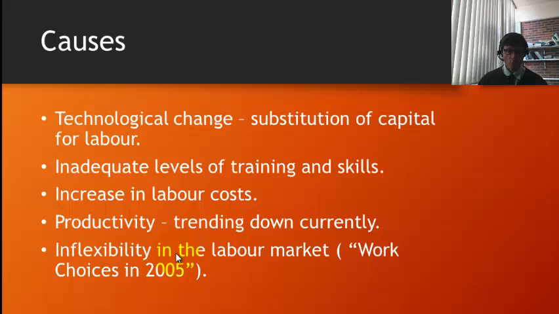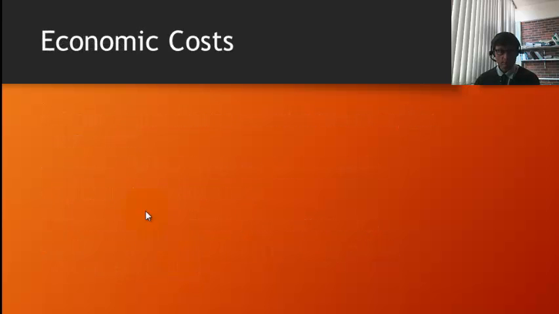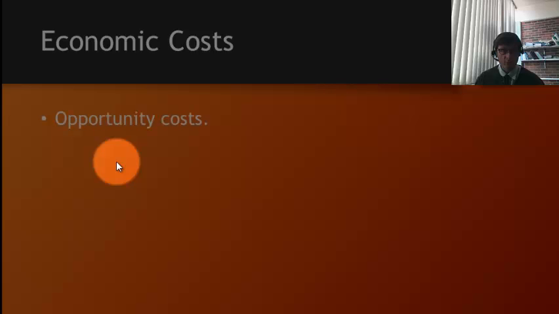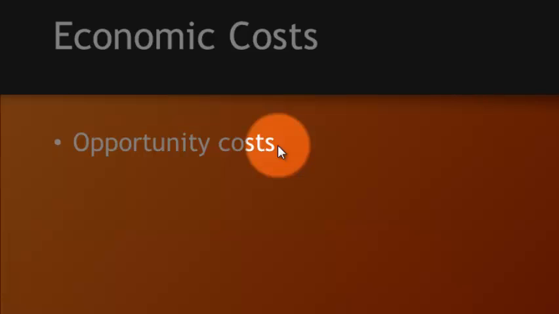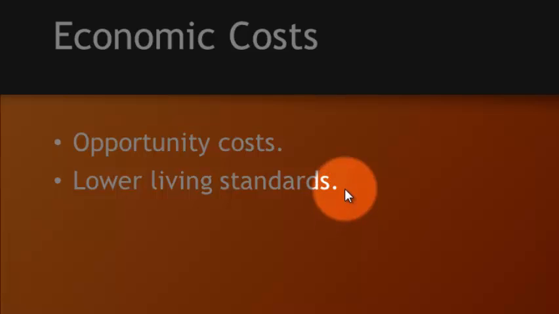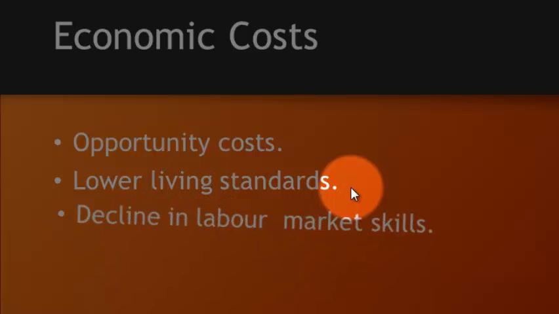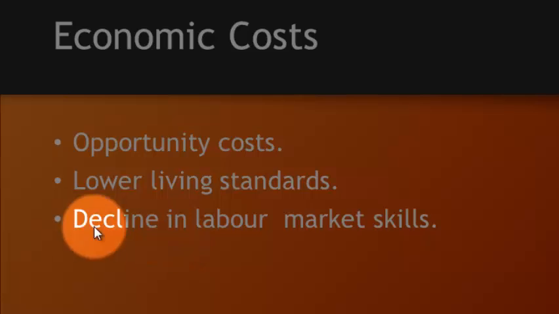Now let's look at some costs of unemployment. The most pertinent and obvious one is opportunity costs. So if somebody's not working and producing and contributing, that means that there's a lot of opportunities foregone, which leads to lower living standards. So if people are not being paid as much as they could be, they're not satisfying their wants and needs, and therefore living standards will fall. Over time, there can be a decline in labour market skills, especially if they've been out of the market for more than 3 to 6 months.